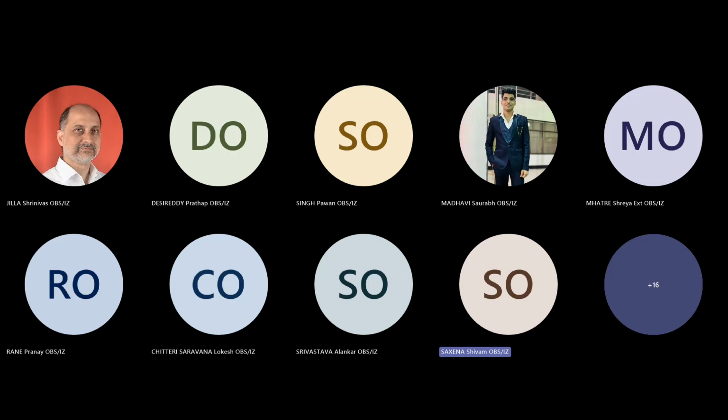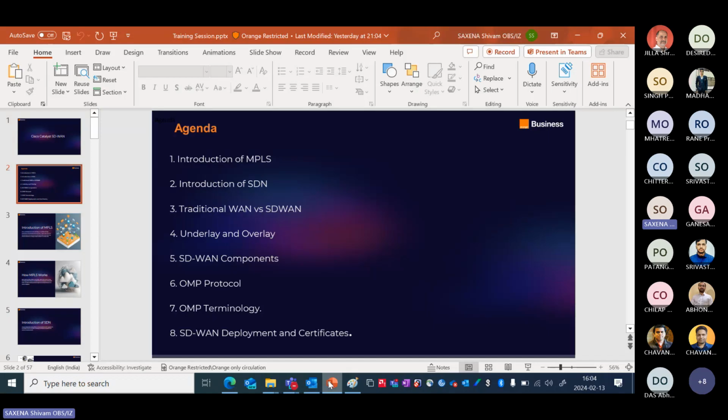The different families come under SDN. And then we will compare traditional WAN and SD-WAN. Then we will compare underlay and overlay, and also how underlay and overlay work in traditional WAN and how these two things are working in Cisco Catalyst SD-WAN.